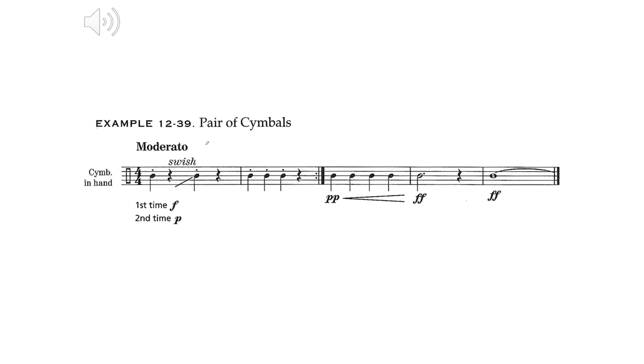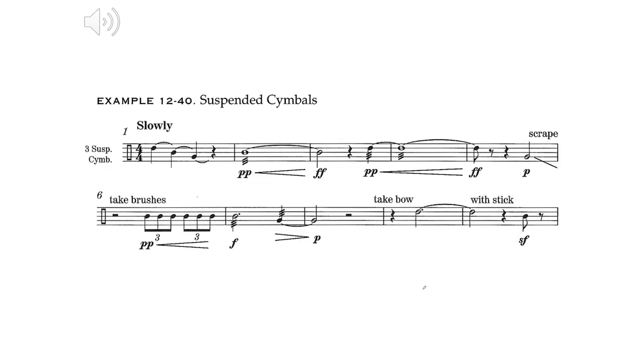This is an example of pair of cymbals. We are going to hear this part, the first half, in forte dynamic the first time, and then in piano dynamic the second time. Let's hear it. By the way, this is the notation I do not recommend. I recommend only one line if there is only one instrument.